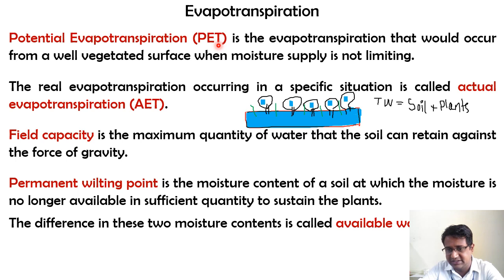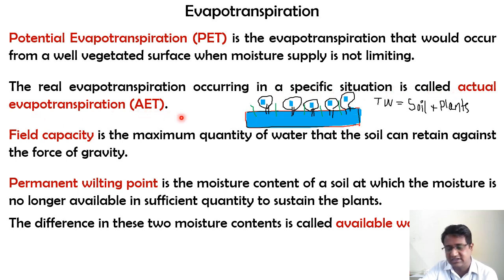Now the next term that comes is actual evapotranspiration, and we abbreviate it as AET. Keeping this in mind, the real evapotranspiration occurring in a specific situation is called actual evapotranspiration.